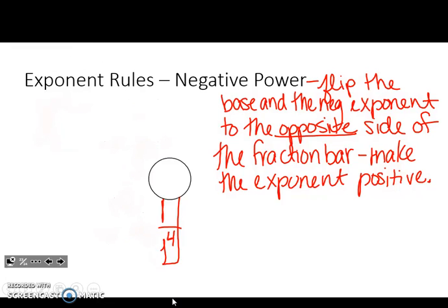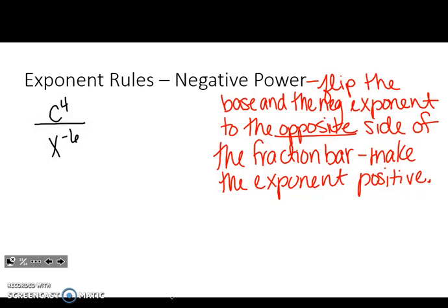Let's look at another one that has the negative on the bottom. So if I had c to the fourth over x to the negative sixth, it's already a fraction. It's important to note that we only flip if we have a negative exponent. So since that c to the fourth has a positive exponent, it's going to stay on top. That's not going to move because it doesn't have a negative exponent.